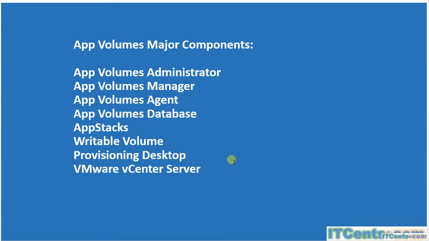These are the major components of App Volumes. The App Volumes administrator is someone who can manage and configure App Volumes. The App Volumes Manager has two software components. The App Volumes Manager is a console that you connect to and configure App Volumes. It's a GUI-based console. And the App Volumes Agent is software that you install in your golden image, which has only a plain vanilla Windows installation, as well as on a target virtual machine.